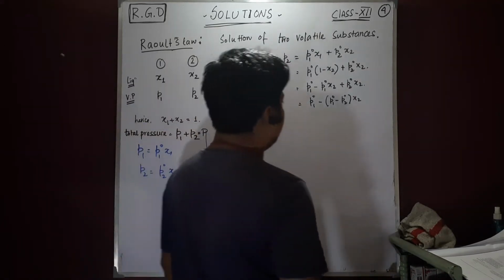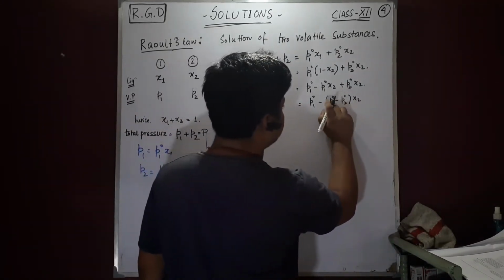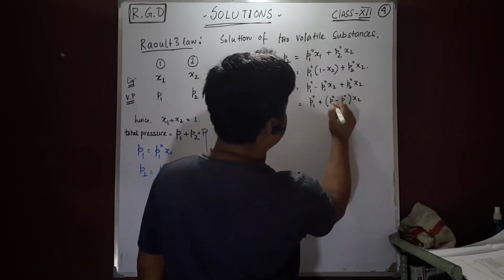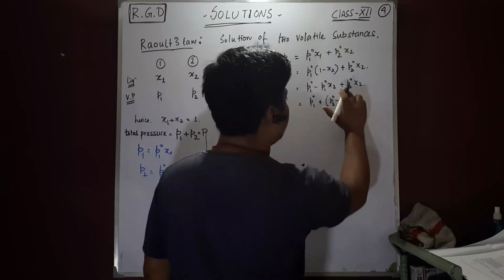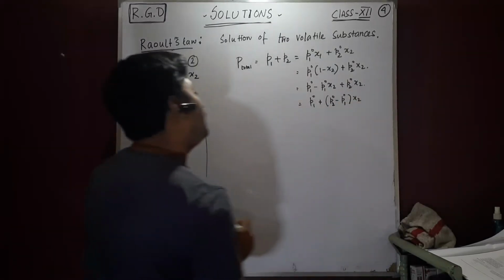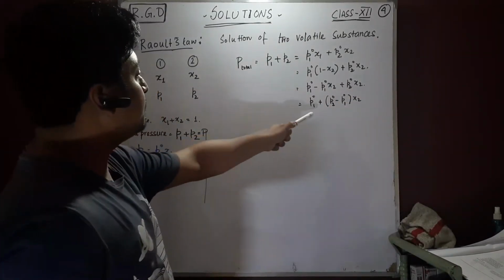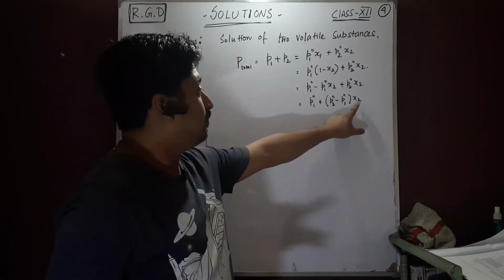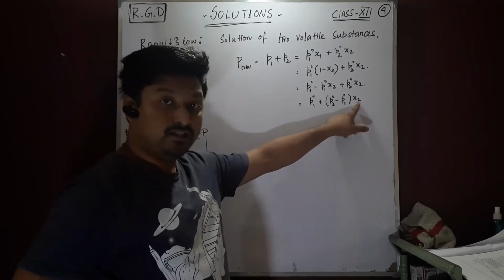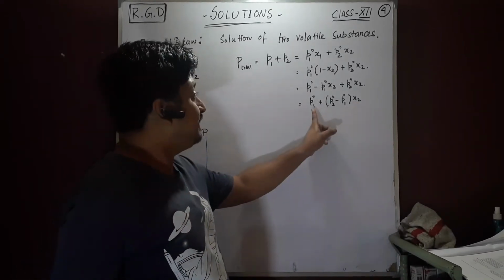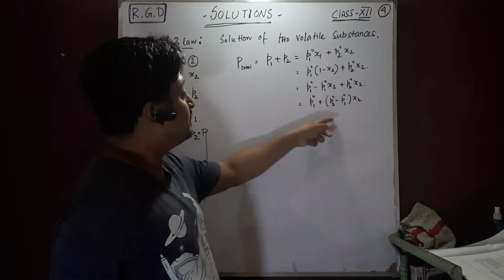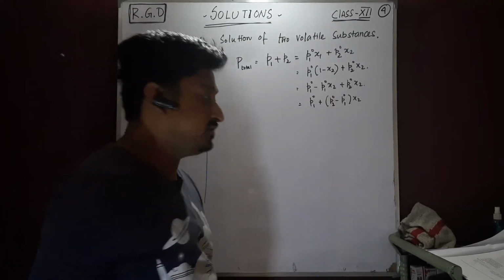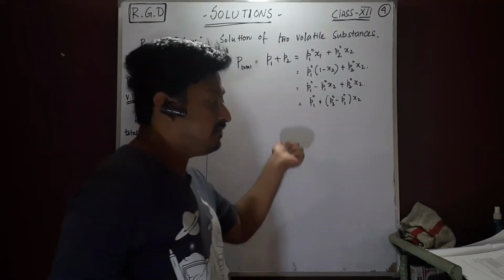If I take plus here, so P20 minus P10. Okay, now it's clear. So this is the expression of total pressure. Total pressure means if I know the mole fraction of the one substance, then I will easily be able to know the mole fraction. Sorry, the total pressure and the partial pressure. So using the partial pressure, we can easily calculate.